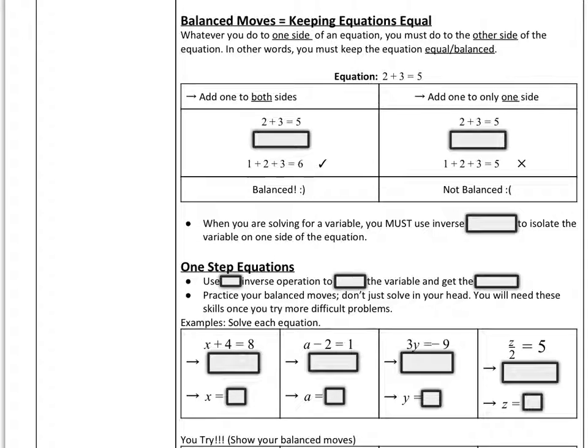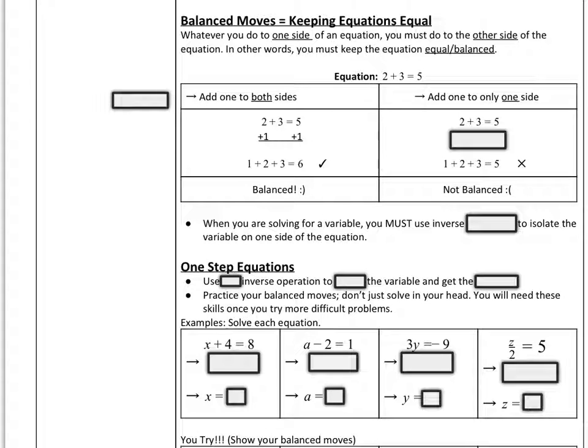Let's see what happens when we add 1 to both sides of the equation. If I say, all right, let's add 1 to the left side, add 1 to the right, that would become 1 plus 2 plus 3, which equals 5 plus 1, which is 6. That is true. This is balanced. Perfect, balanced. And you can write that in your notes as well.